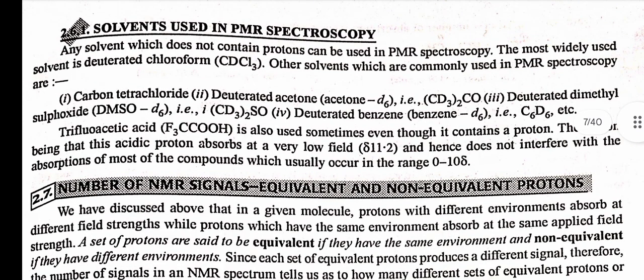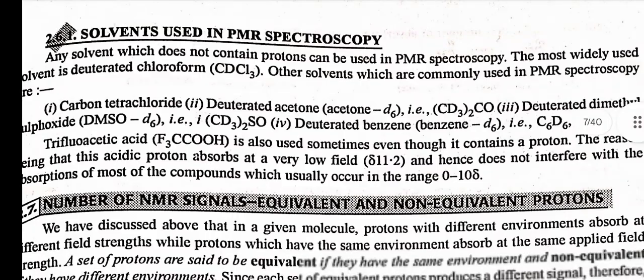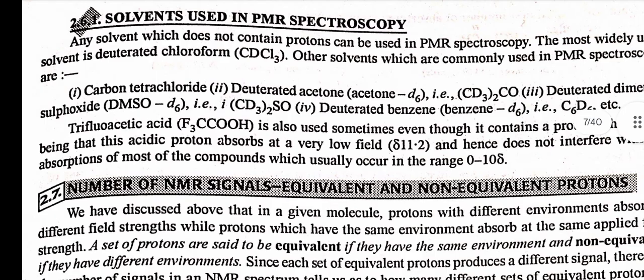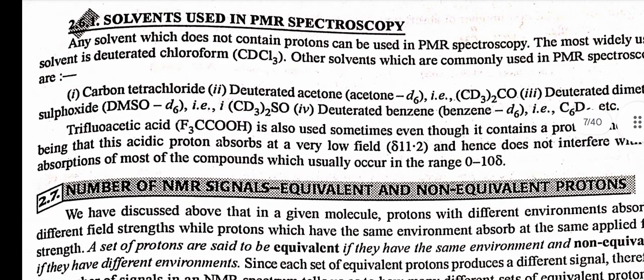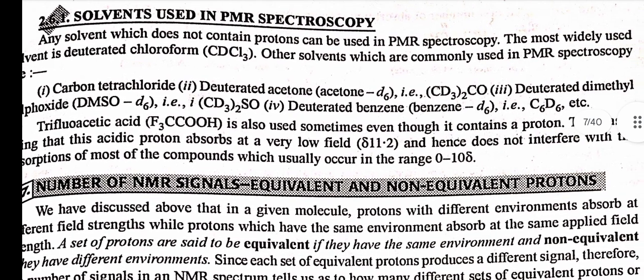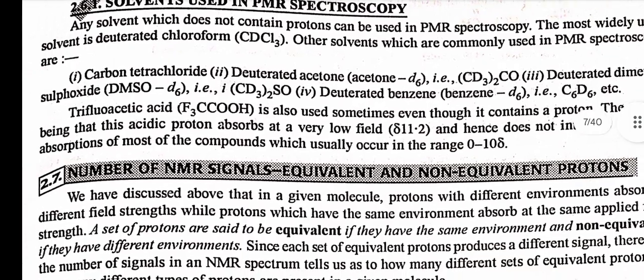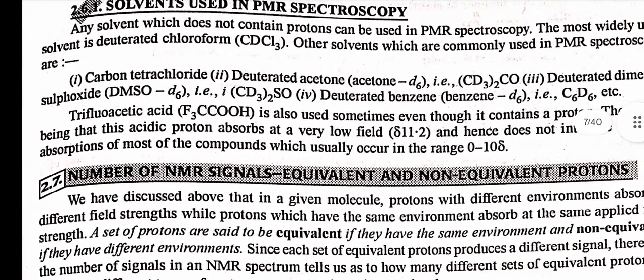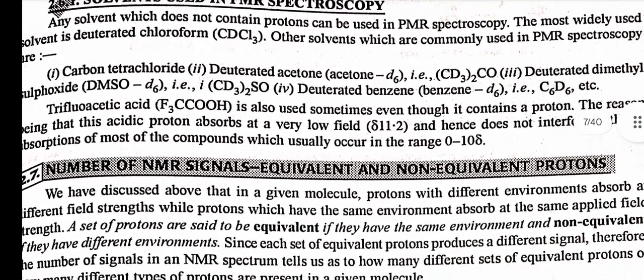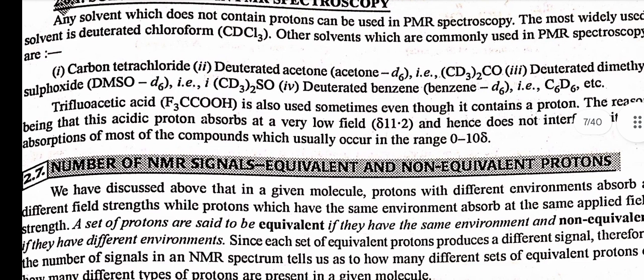Solvents used in PMR spectroscopy. Any solvent which does not contain protons can be used in PMR spectroscopy. The most widely used solvent is deuterated chloroform, CDCl₃. Other solvents which are commonly used in PMR spectroscopy are carbon tetrachloride, deuterated acetone, deuterated dimethyl sulfoxide, and deuterated benzene.